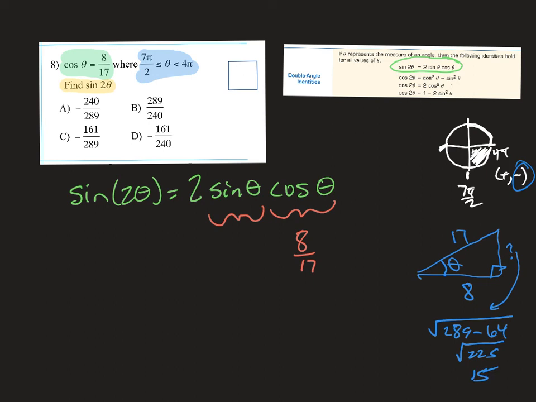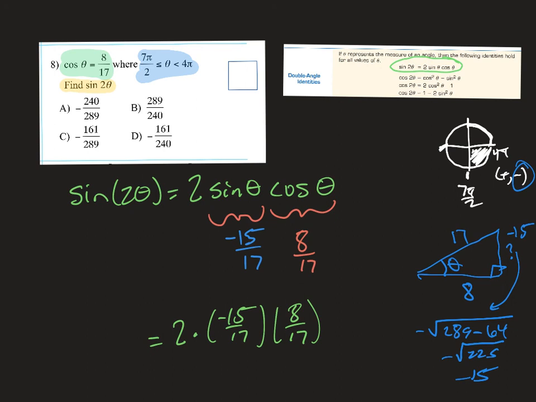Remember what we said, because we're in the fourth quadrant, we need this to be negative. So we need the negative of the square root of 225. So we need negative 15. And so this side of this triangle is negative 15. That means opposite over hypotenuse is negative 15 over 17. So when I compute this answer, it's going to be 2 times negative 15 over 17 times 8 over 17.